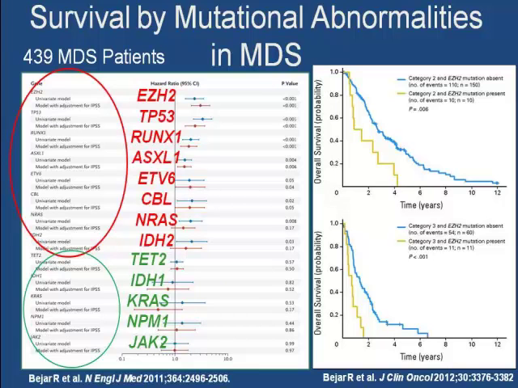And then a later publication looked at incorporating mutational analysis into a prognostic model. That's presented by Dr. Walter. They looked at mutational abnormalities, and they were able to classify patients in worse prognostic groups based on the presence of the EZH2 mutational abnormality.